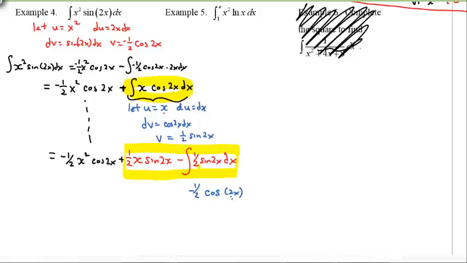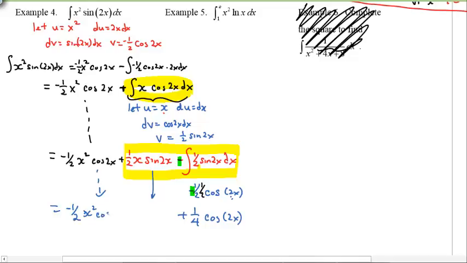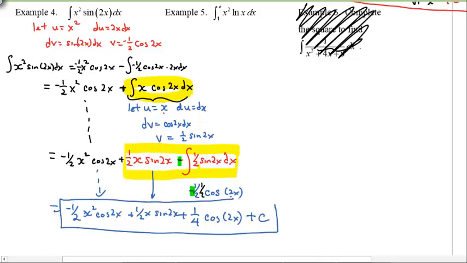There's a 2, so I have another 1/2. Woo! And then if you think about the negative with a negative, that's positive. So this ultimately becomes positive 1/4 cos 2x. And I'll just keep the other things as well. Negative 1/2 x squared cos 2x plus 1/2 x sine 2x plus 1/4 cos 2x, and then don't forget plus c. Now we are done. Wow. Crazy, crazy, crazy.